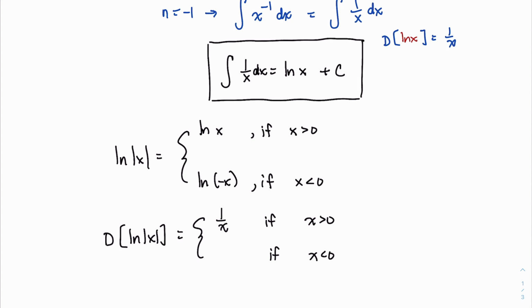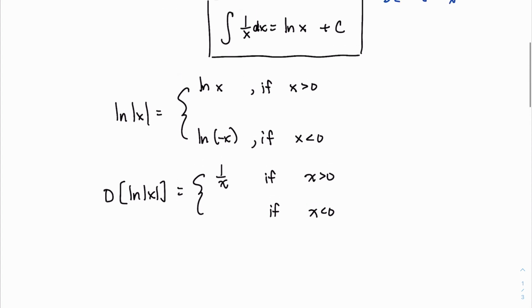Well, let's see. The derivative of natural log of negative x is 1 over negative x times the derivative of negative x. And you notice those negatives drop out, and we get 1 over x. So that means that both pieces have the same derivative, which means we can form one function that's defined for x not equal to 0 as opposed to just x greater than 0. So that means in our antiderivative up here, I'm going to add the absolute value bars.